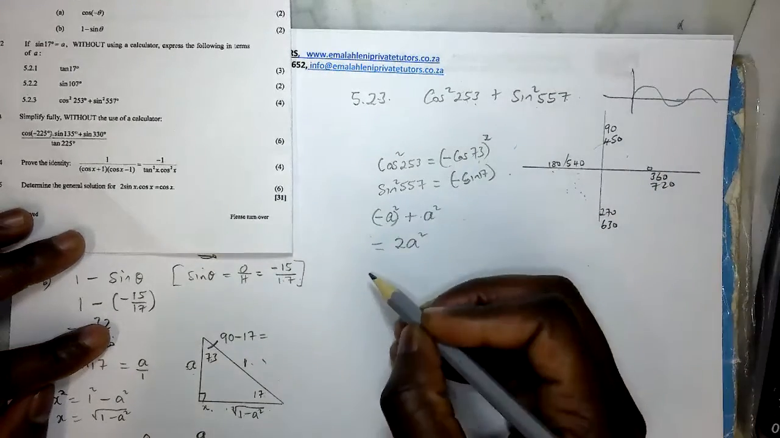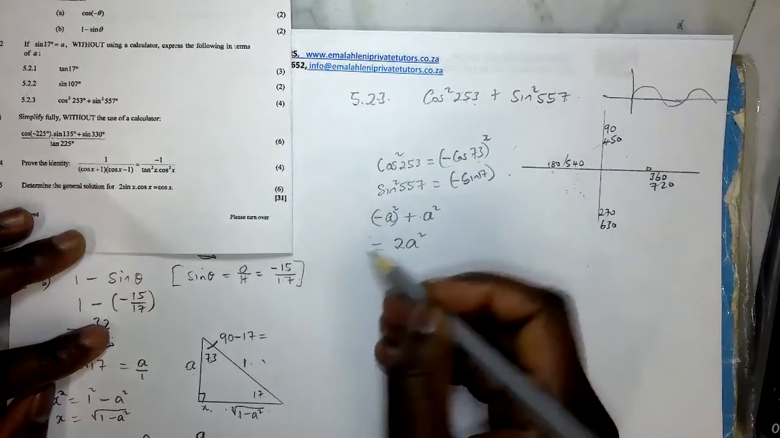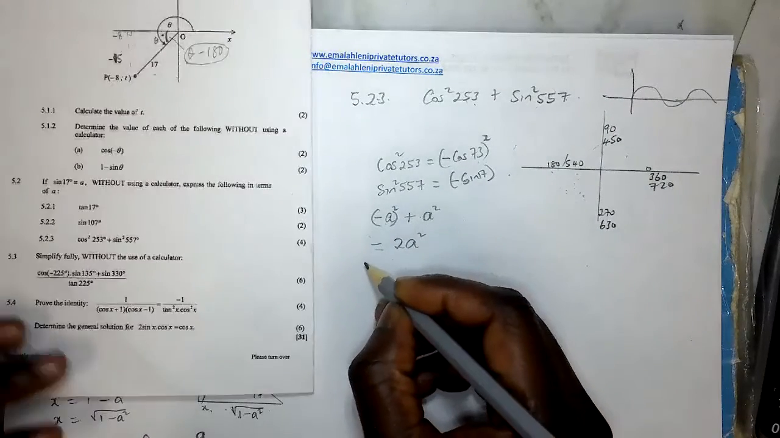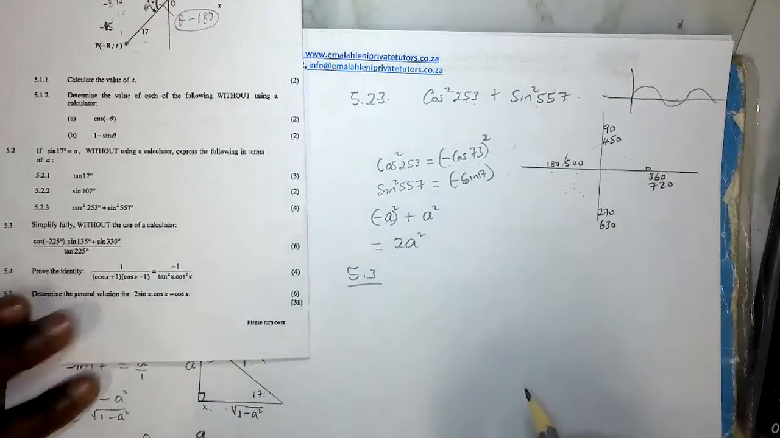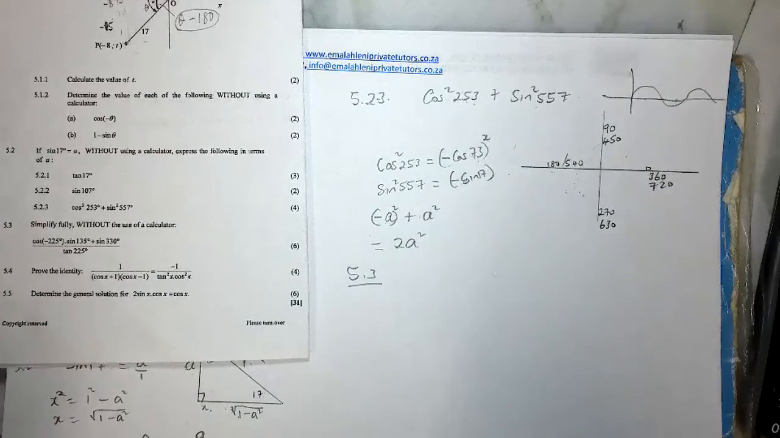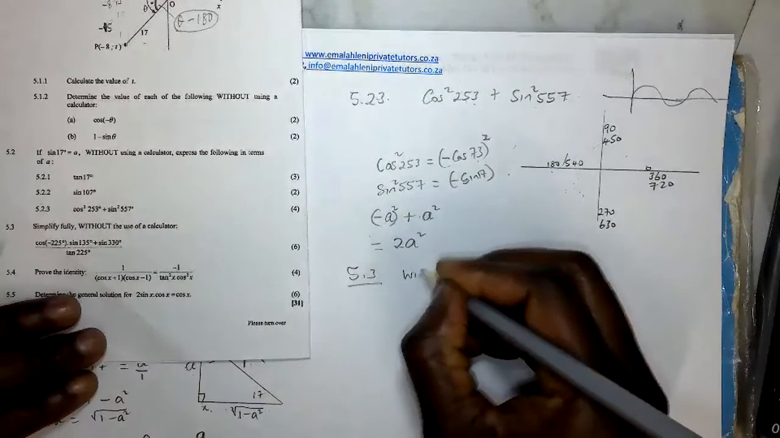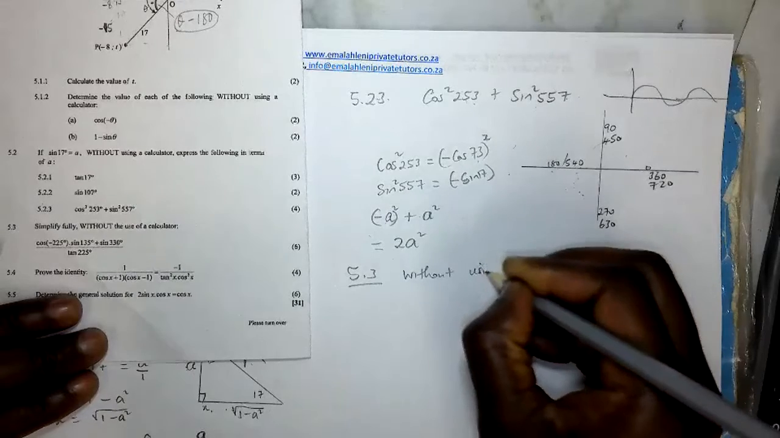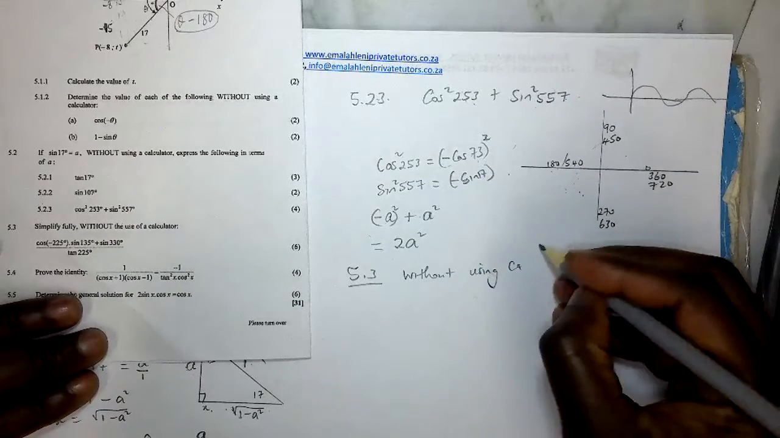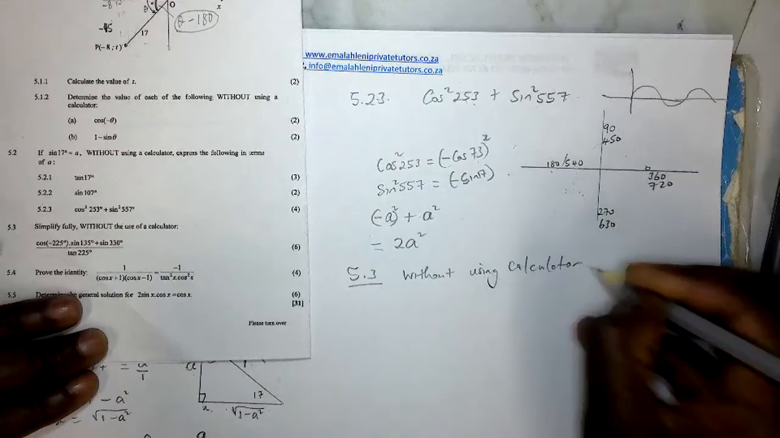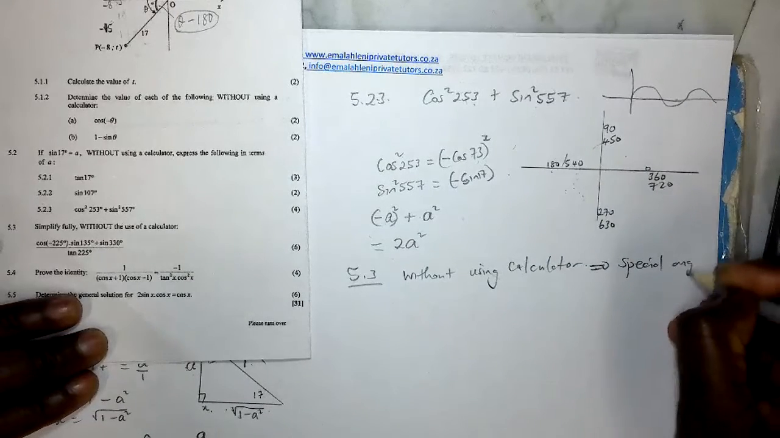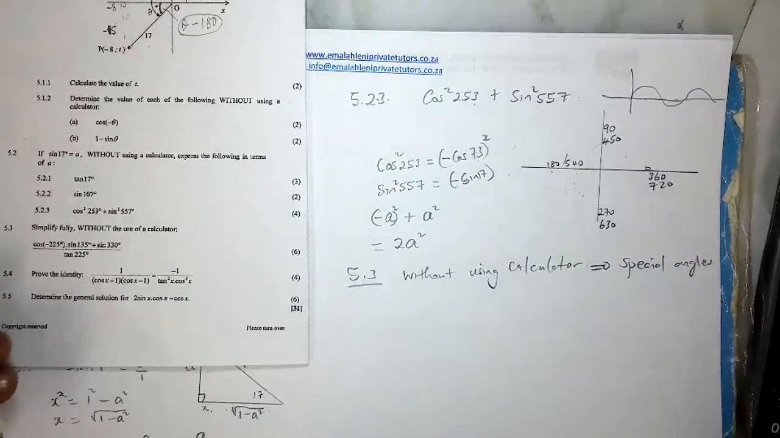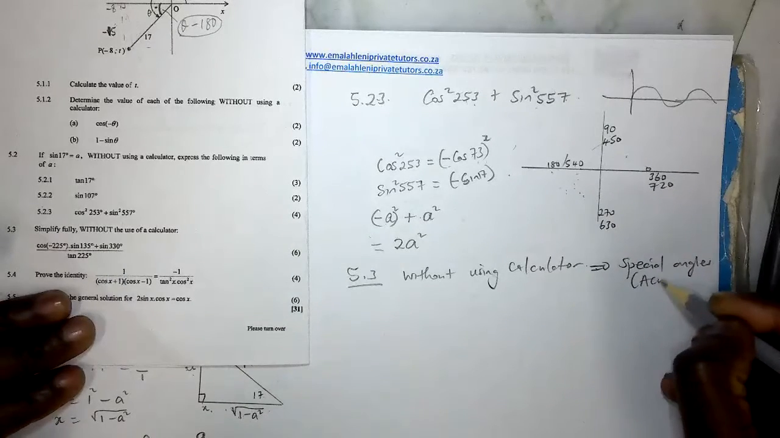Now let's move on to the next question here without wasting much of your time. This is 5.3. They are saying now simplify without using a calculator. Once they say without using a calculator, then you know that you are using special angles. Without using a calculator, think of special angles. What are your special angles? These are acute angles.